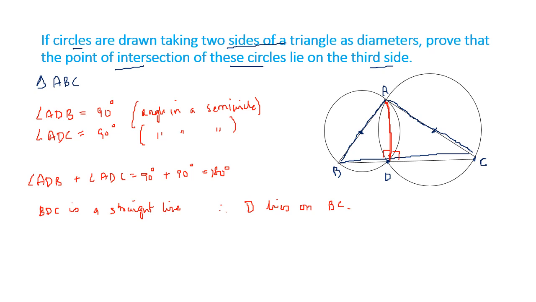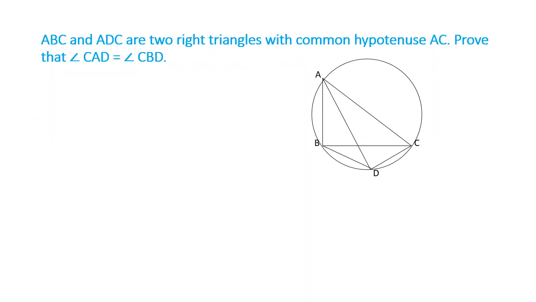This was also quite a very easy sum, nothing difficult here, just using the theorems we have proved. Okay, one more sum. ABC and ADC are two right angles. So it is already mentioned here that ABC is a right angle, ADC is a right angle with a common hypotenuse AC. So this has got a hypotenuse AC. Even this one has got the same hypotenuse AC.